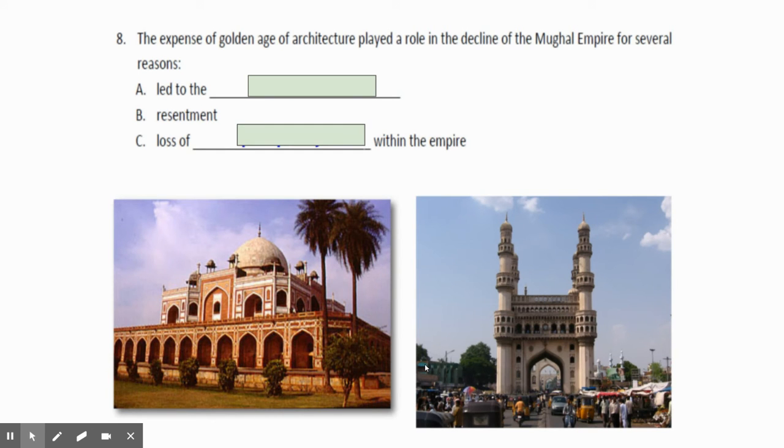So, number 8, the expense of the golden age of architecture played a role in the decline of the Mughal Empire for several reasons. One, it led to high taxation. And taxes aren't something that a lot of people are really excited to pay. There was also resentment towards the leaders because they had spent a lot of money and people were getting upset. And then there was also the loss of prosperity within the empire.